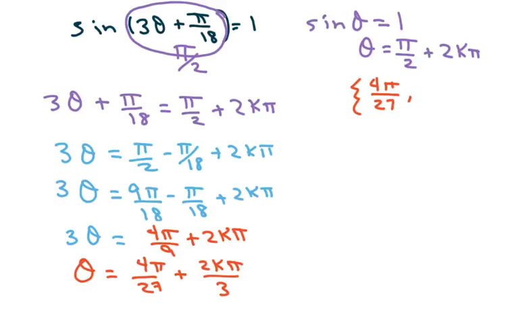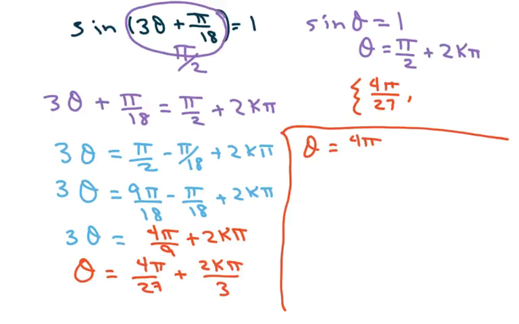Alright, let's try k equals 1. If you try k equals 1, you're going to get theta equals 4 pi over 27 plus 2 pi over 3. My common denominator is 27, so that's going to be 18 pi. That gives you 22 pi over 27.